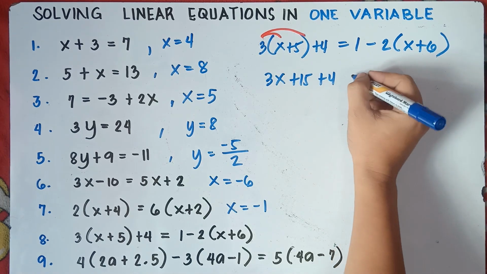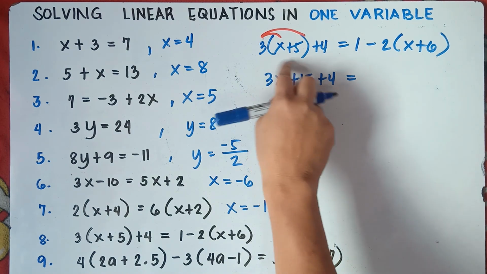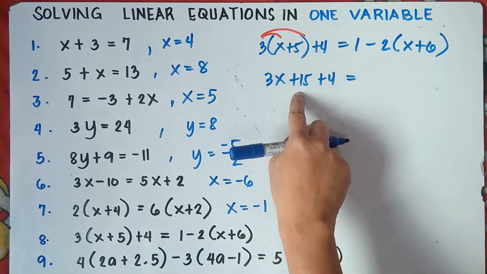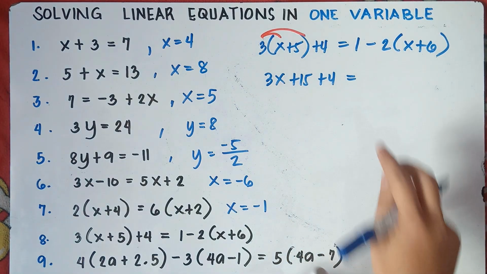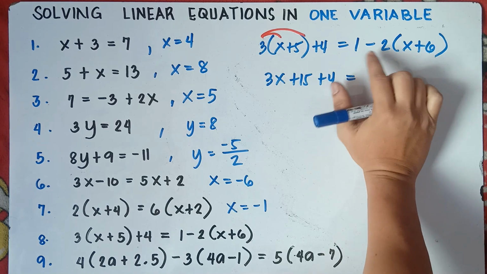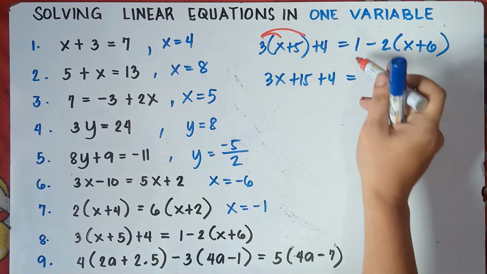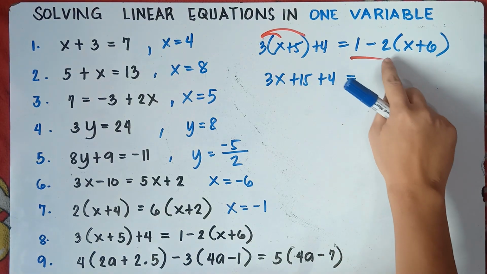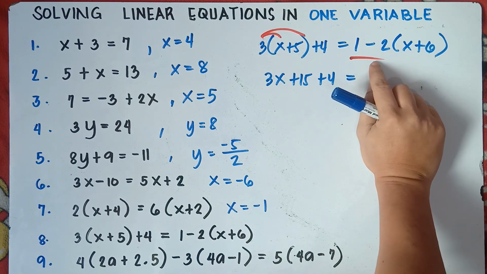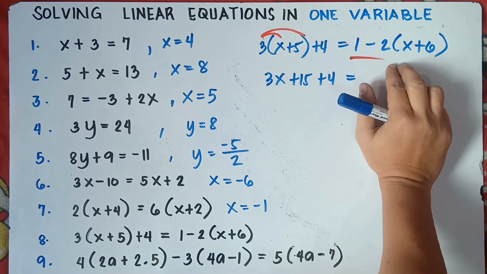Plus 4 equals. Never add 4 if you didn't simplify this parenthesis. So simplify 3 times x, 3x. 3 times 5 is positive 15. Copy 4. So never combine 1 minus 2. You cannot simplify this one, class, because multiplication comes first before subtraction. So once again, follow PEMDAS. Multiplication comes first before addition and subtraction.